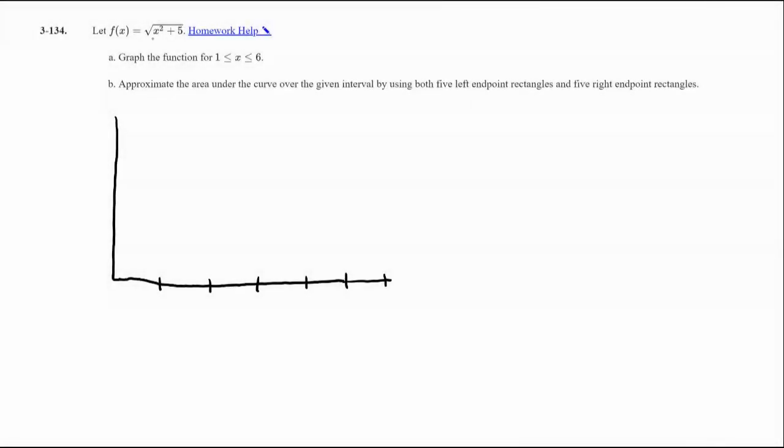Here we're given the function f of x equals the square root of x squared plus 5. So we're here to graph the function between 1 and 6. So here are my x values that I'm going to be dealing with. I need to find the y values, so I'm actually going to plug those values, 1 through 6, into the equation to find out what those are. I'm going to go ahead and use a calculator so I can get decimals or rounded answers to actually put this on a graph.